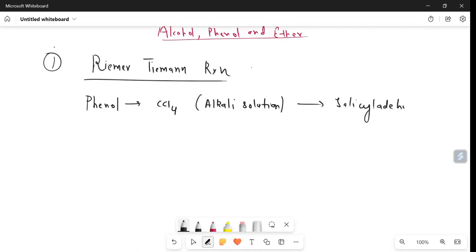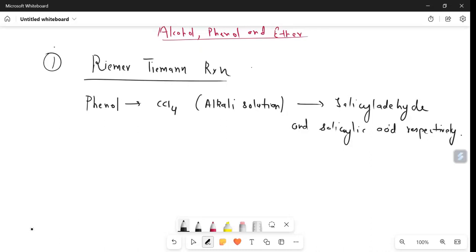It will form salicylaldehyde, and then salicylic acid respectively.